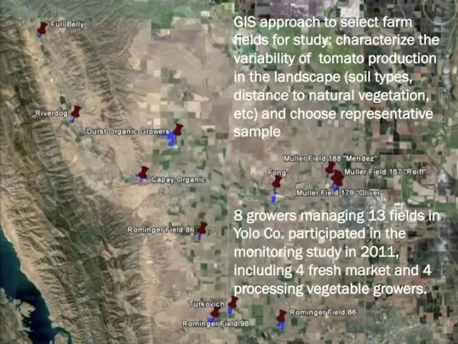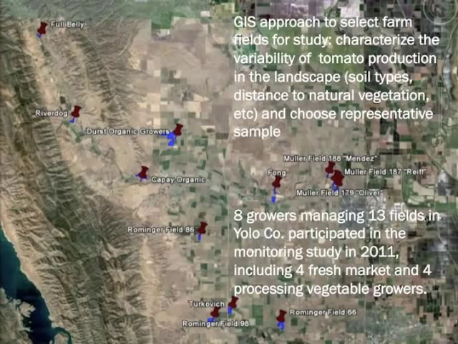And so the first step in this monitoring study was to identify the fields that we'd be measuring. One challenge was to ensure that the fields we chose were representative of the entire landscape. To address this challenge, we used a GIS, or Geographic Information Systems approach, and compiled a database that included all sorts of information on organic tomato production in this area.